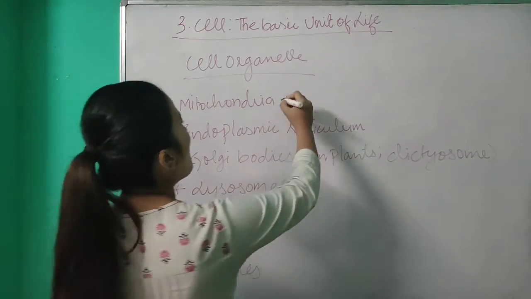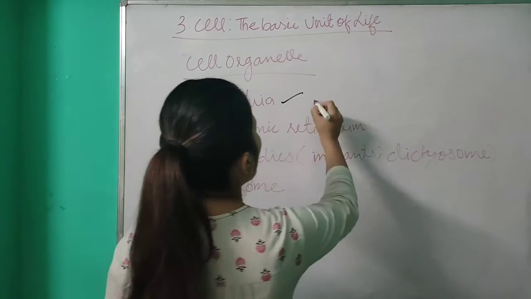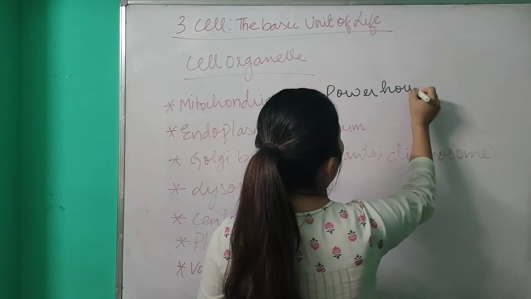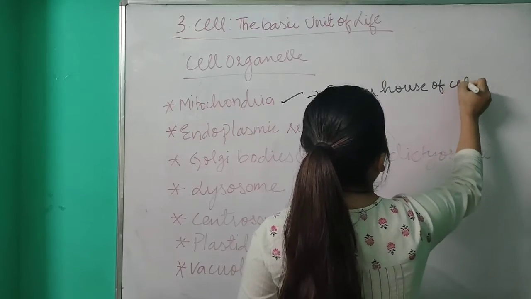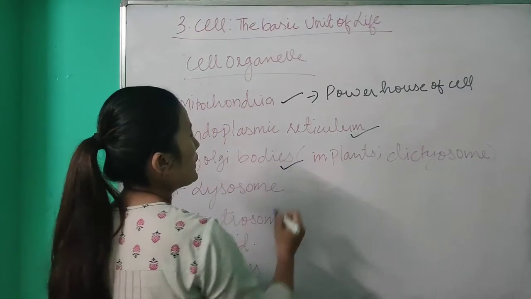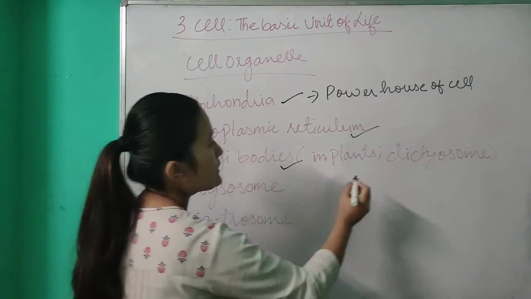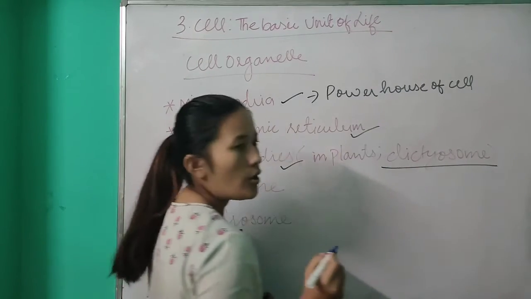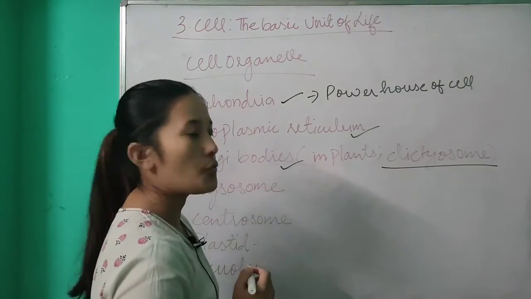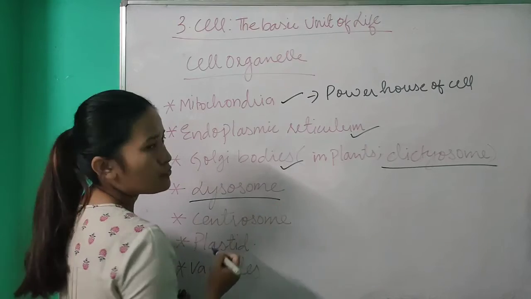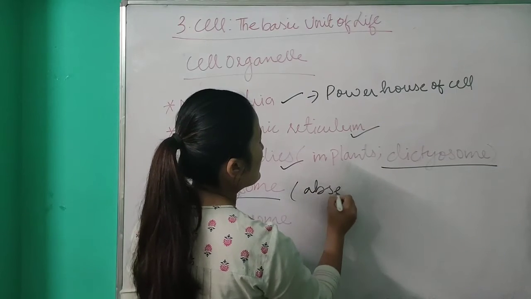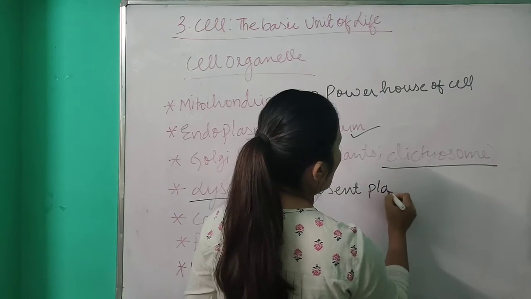What are they? Mitochondria, also referred to as the powerhouse of the cell. Then you have endoplasmic reticulum. Then you have Golgi bodies. In case of plants, Golgi bodies are smaller in size and scattered all over, and are referred to as dictyosomes. Then you have lysosome. Lysosome is present only in animal cell. It is absent in plant cell.